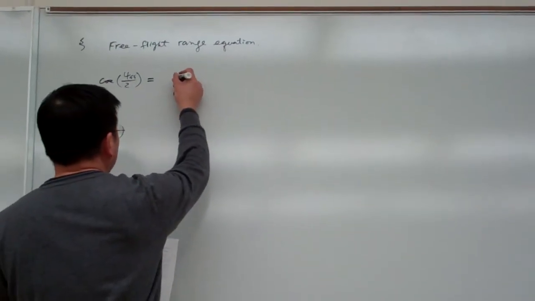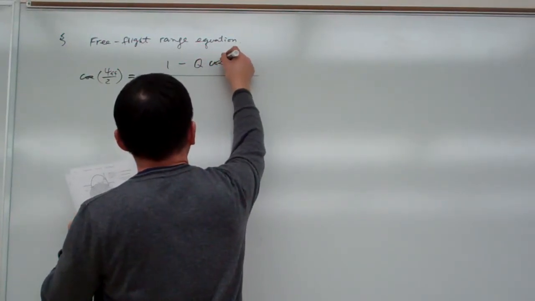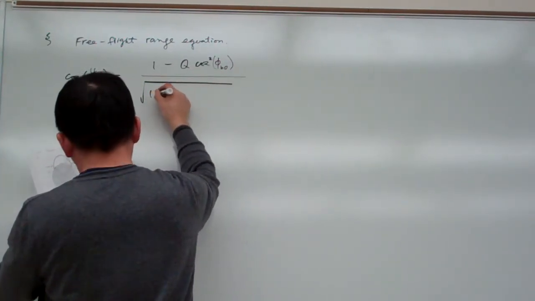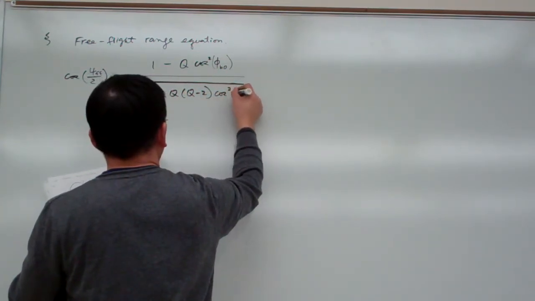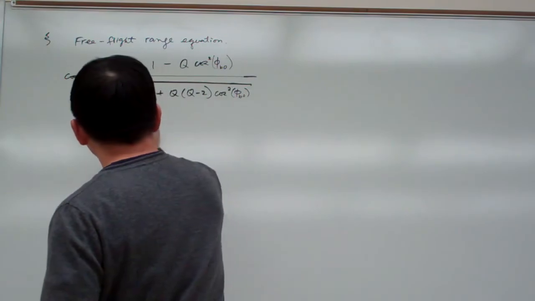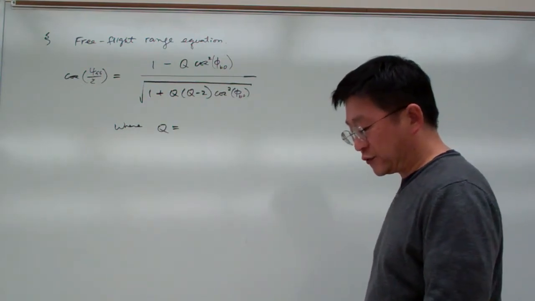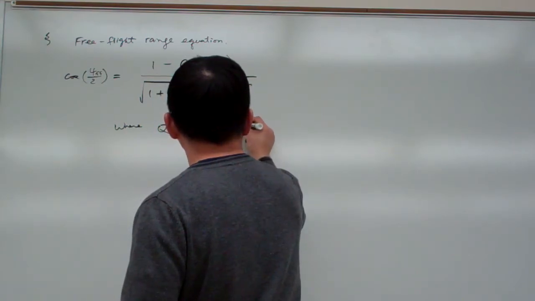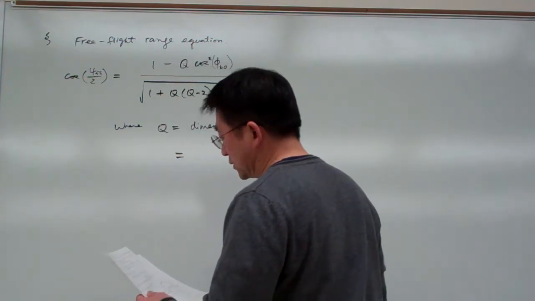So this one is equal to 1 minus Q cosine square BO, and 1 plus Q minus 2 cosine square BO. So here, let me give you the explanations. The Q is a scalar, a dimensionless parameter. And that one by definition is this.